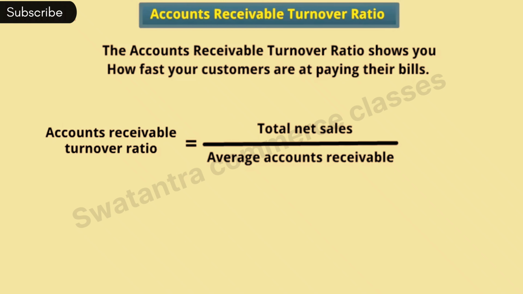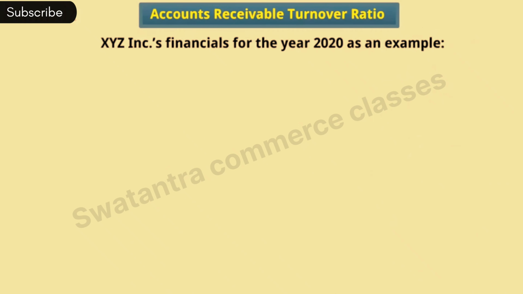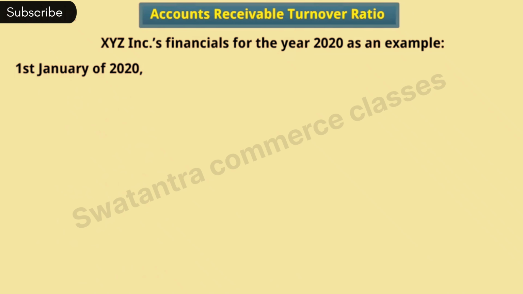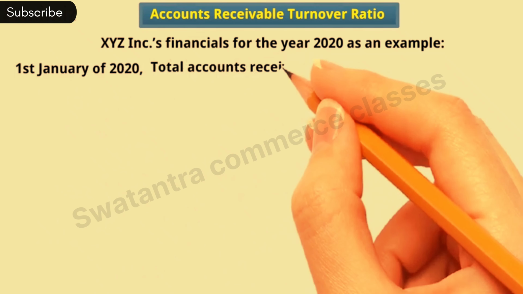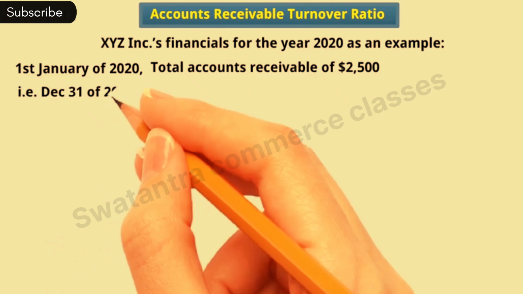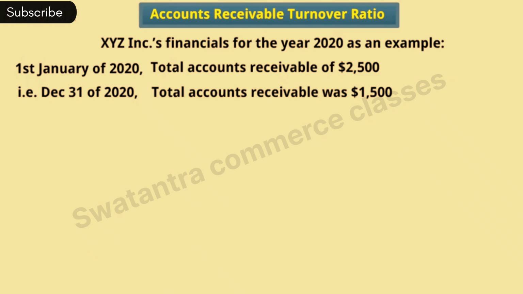Let's use the imaginary company XYZ Incorporated's financials for the year 2020 as an example. Let's say that on the 1st of January 2020, XYZ Incorporated had total accounts receivable of 2,500. Let's also say that at the end of 2020, on December 31st, its total accounts receivable was 1,500. It also had total net sales of 60,000 for 2020.